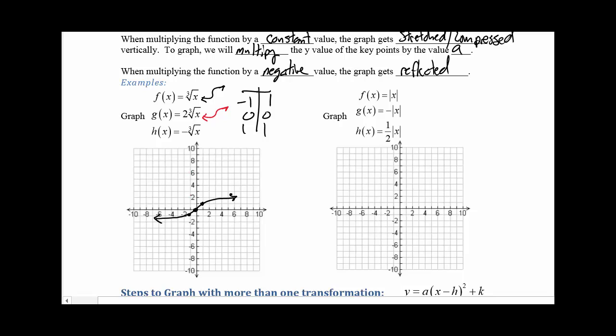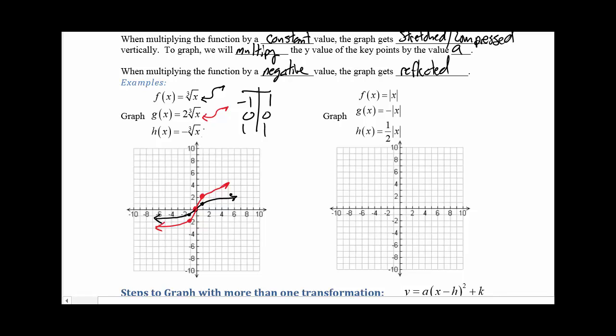I'm going to use red to illustrate the 2. So I'm doubling the y values. 1, 1 is now going to be 1, 2. 0, 0 is the same, and again, negative 1, negative 1: if I double that y value, I get that. Again, it looks like someone's pulling the y values away from the x-axis.